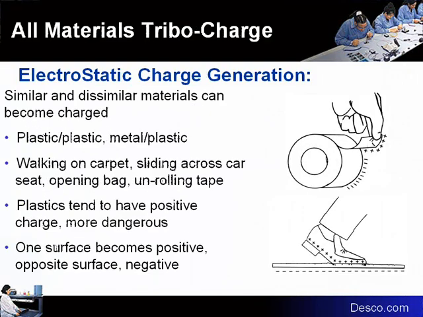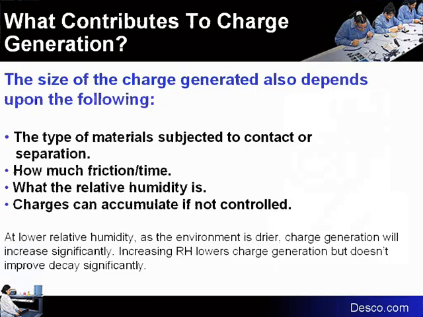Electrostatic generation can happen with any two materials coming together and separating. It can be plastic and plastic, two insulators. It can be metal and plastic. Walking on carpet is a very common static generator. Plastic tends to have positive charge and is more dangerous for higher levels of charges, but both positive and negative can do damage.